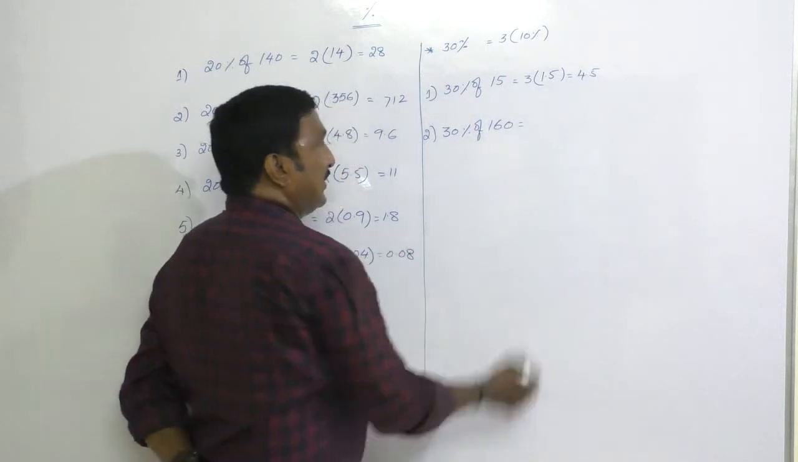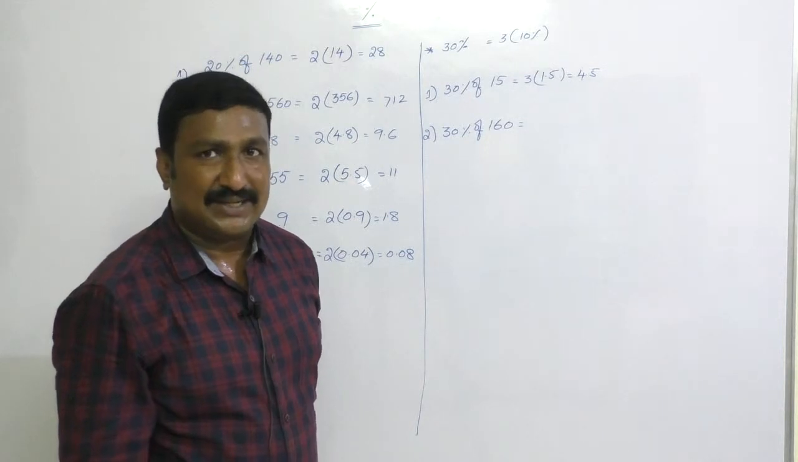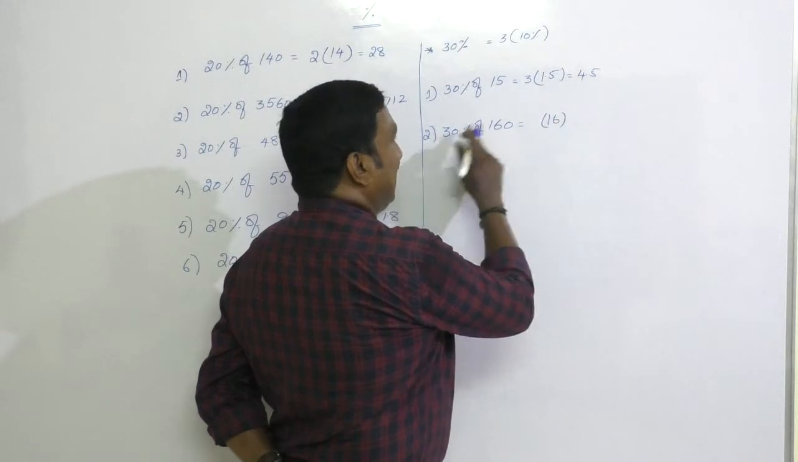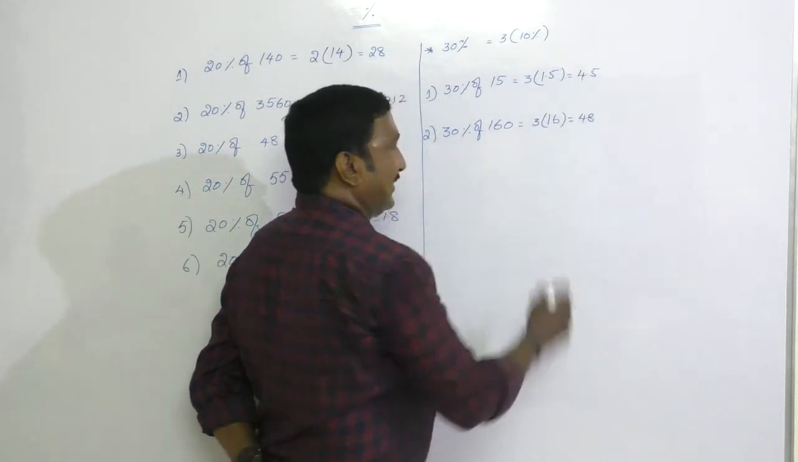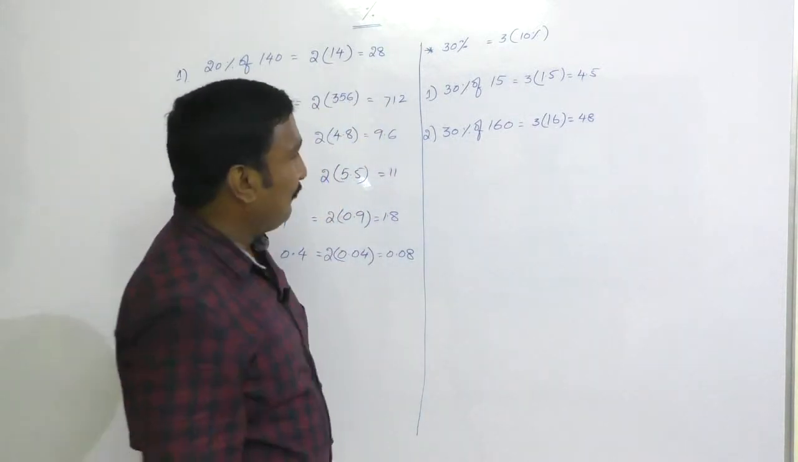Now I want to calculate 30% of 160. So what is the 30% of 160? First you have to calculate 10%. So 10% is nothing but 16. So 3 times of 16 is how much will come? 48. So that is the 30% of 160.